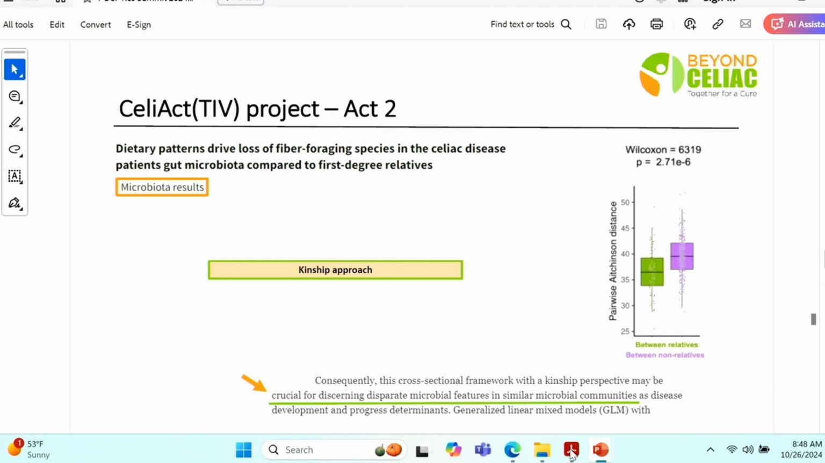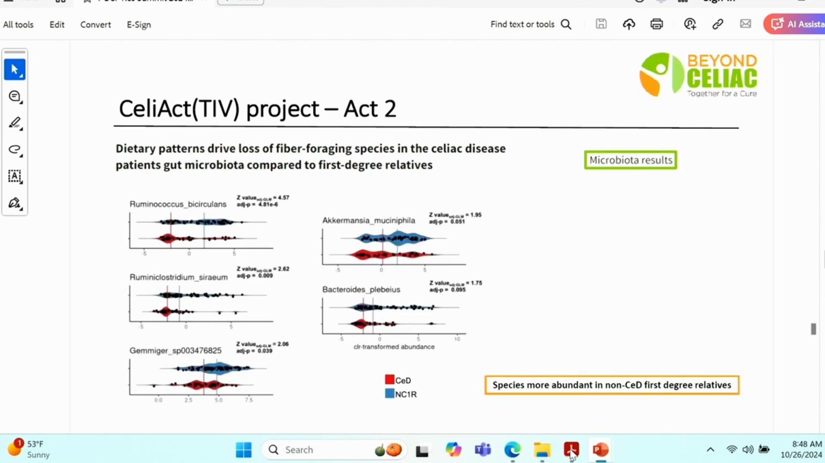So compared to the non-celiac, it was more diverse. So the gut microbiota of relatives is similar, regardless of the disease itself. So I think we proved that this kinship approach was okay and that our results and this rationale were valid. So what did we find?